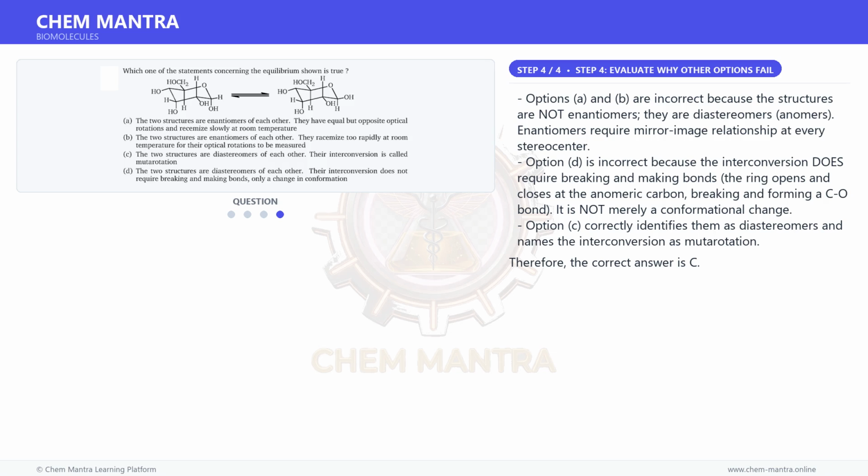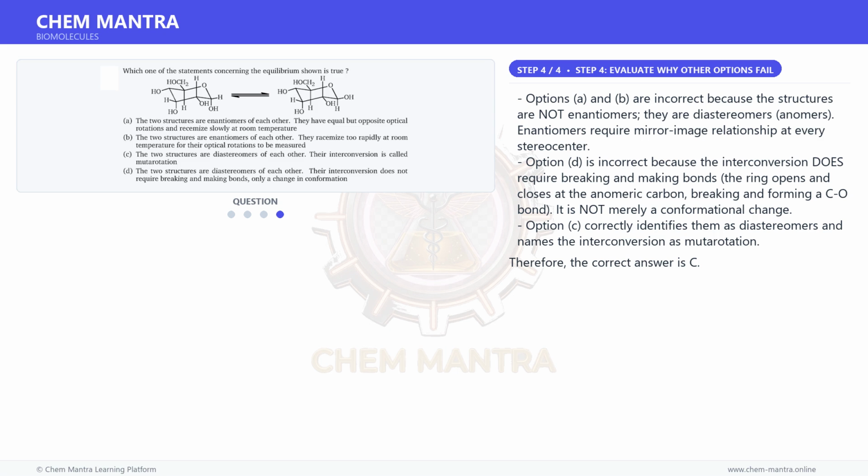And for the final step, options A and B are incorrect because the structures are not enantiomers, they are diastereomers, anomers. Enantiomers require a mirror-image relationship at every stereocenter. Option D is incorrect because the interconversion does require breaking and making bonds. The ring opens and closes at the anomeric carbon, breaking and forming a C-O bond. It is not merely a conformational change.